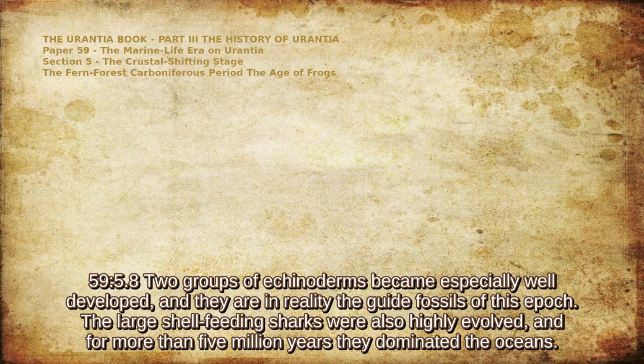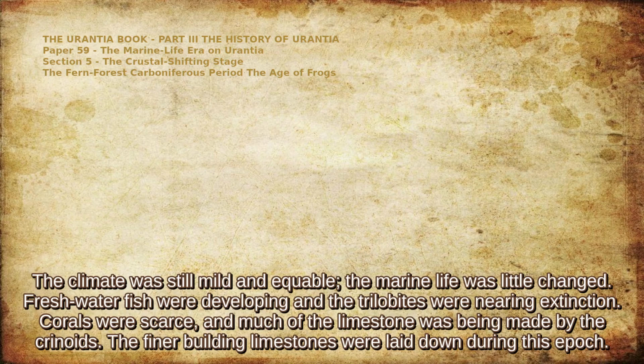Two groups of echinoderms became especially well developed, and they are, in reality, the guide fossils of this epoch. The large, shell-feeding sharks were also highly evolved, and for more than 5 million years they dominated the oceans. The climate was still mild and equable. The marine life was little changed. Freshwater fish were developing, and the trilobites were nearing extinction. Corals were scarce, and much of the limestone was being made by the crinoids. The finer building limestones were laid down during this epoch.